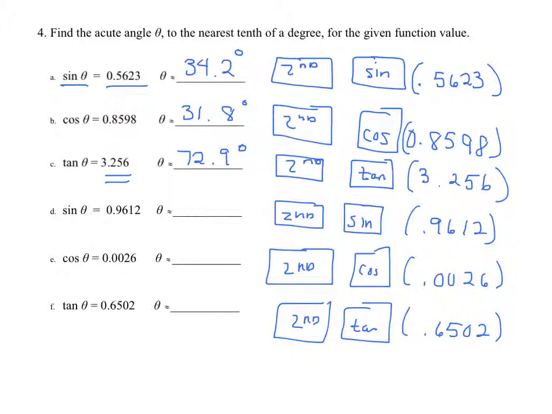0.9612, and I'm getting 74.0 degrees when you round it. And then second cosine 0.0026, and my parentheses, I'm getting 89.9 degrees. And then for the last one, second tangent 0.6502. So I'm getting 33.0 degrees when you round.